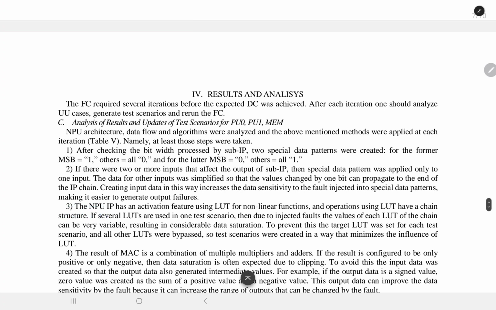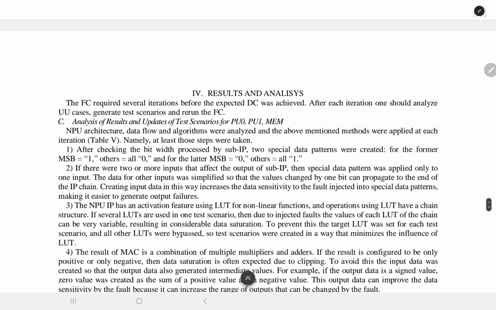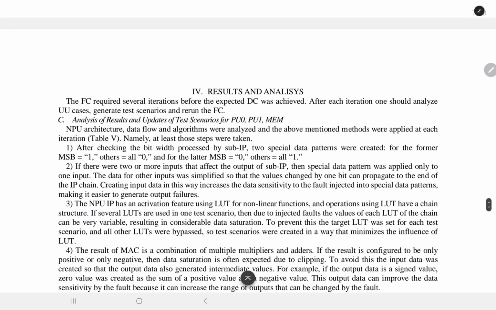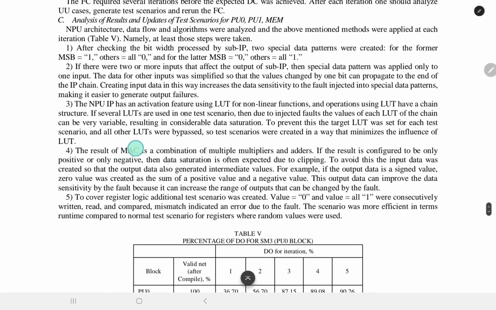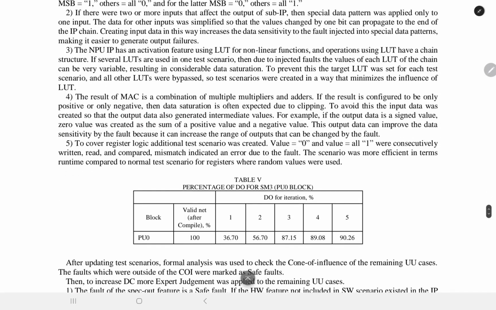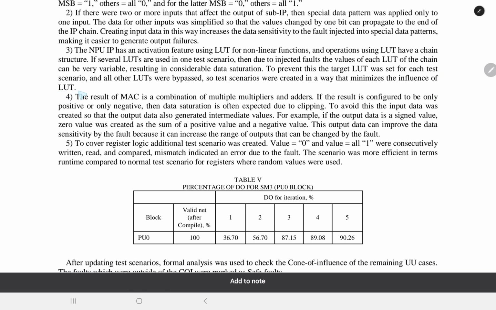The NPU IP has an activation function using the LUT for non-linear functions, and the operations using LUT have a chain structure. If several LUTs are used in the test scenarios, then due to the injected faults the values of each LUT of the chain can be very variable, resulting in considerable data saturation. To prevent this, the target LUT was set for each test scenario, and all other LUTs were bypassed, so the test scenarios were created in a way that minimized the influence of other LUTs.